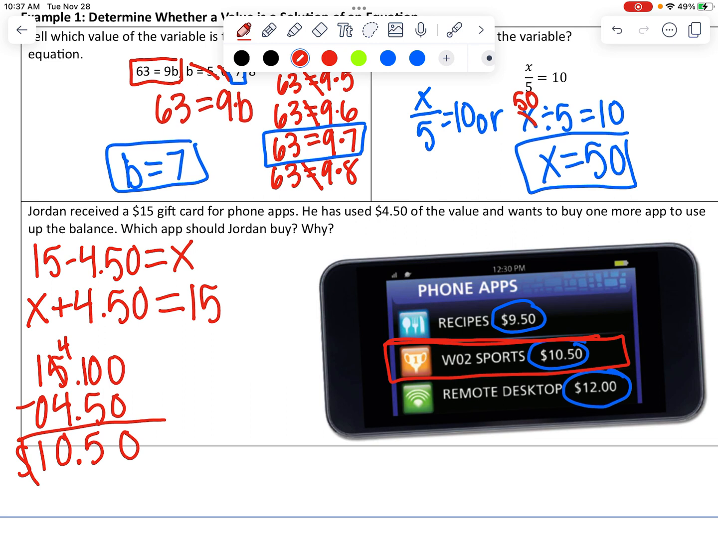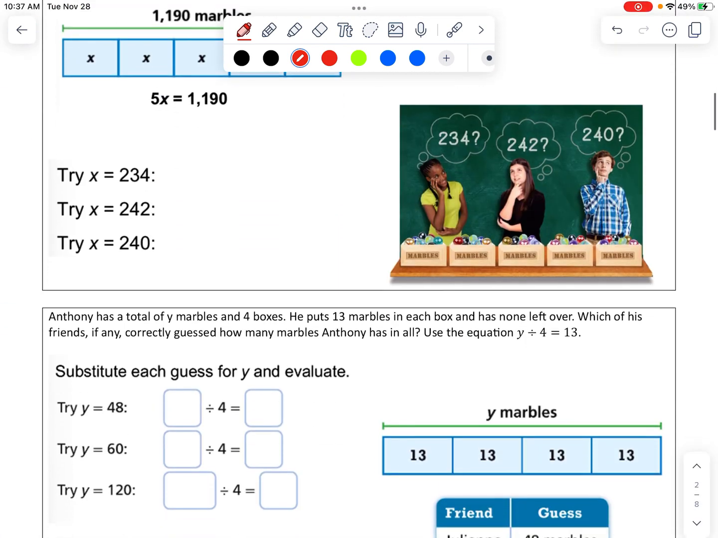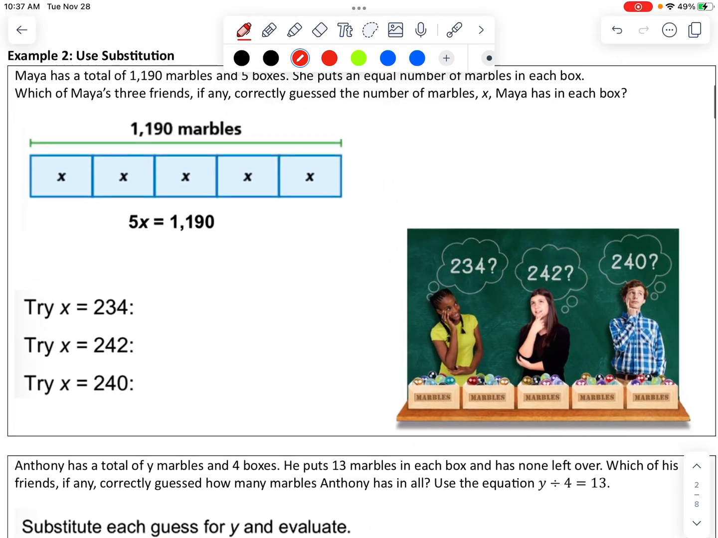so that means he should be able to buy the sports app. Okay, he can buy the recipes app, but then he's still going to have $1 left over, okay, to use on apps. And he can't buy the remote desktop with the gift card at all because it's too much money. Okay. All right, flip your page over, and we have 2 more questions.